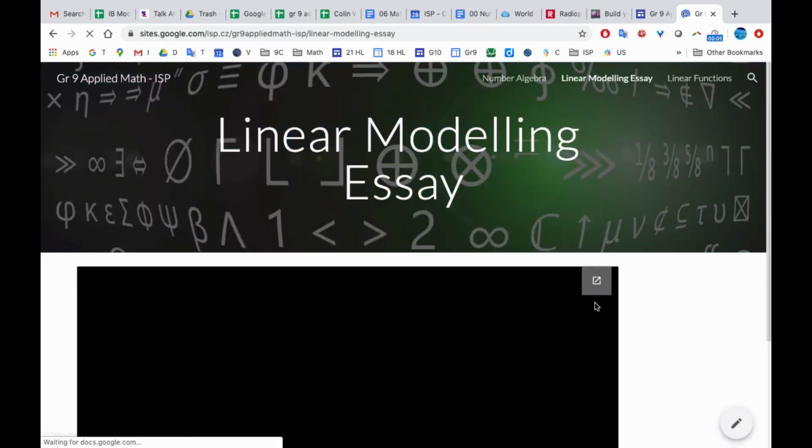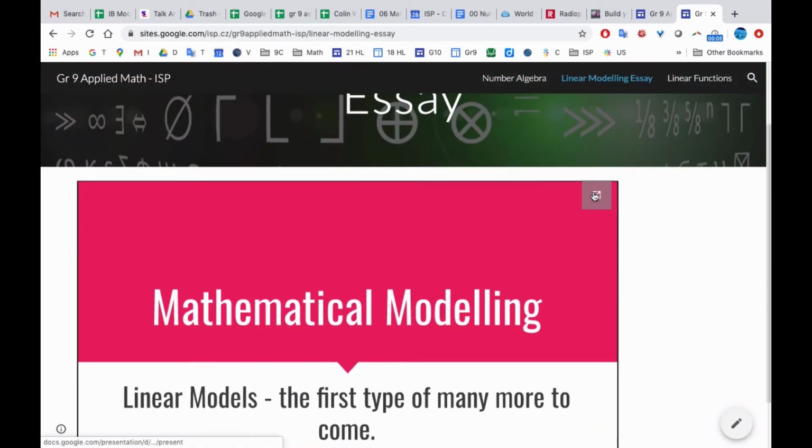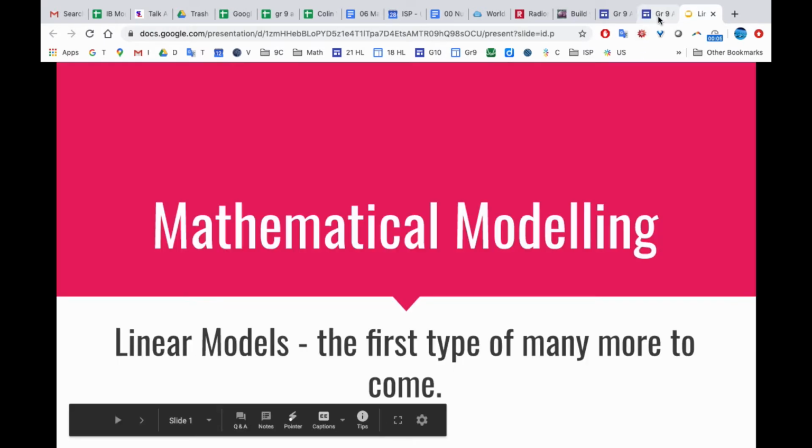Correctly, right? And then from there, if you pull out the slideshow.